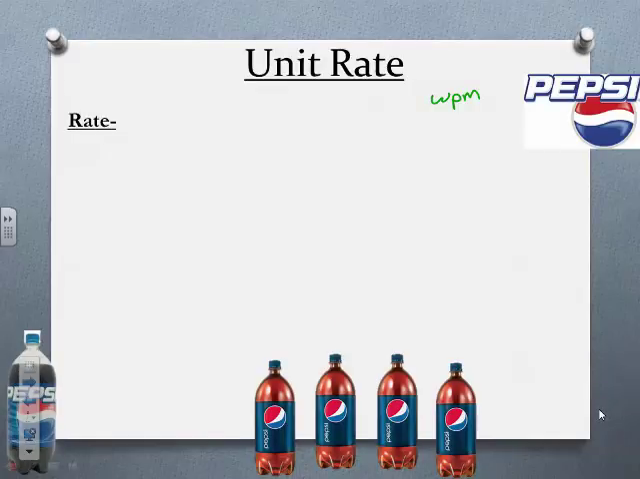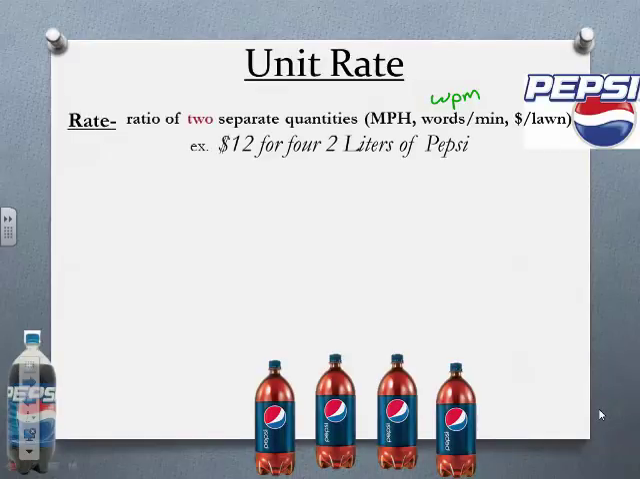So a unit rate, a rate is a ratio of 2 separate quantities. Quantities can be amounts of things. So 2 separate things. So you talked about a ratio is comparing 2 things that are similar. People who are right-handed, people who are left-handed. People with blue eyes, people with brown eyes, that type of thing. Ratio, we're talking about 2 separate quantities, different units. So things like miles per hour, words per minute, dollars per lawn, like we just did, so on and so forth. I've highlighted WPM as words per minute. That would be a simpler way of showing that.